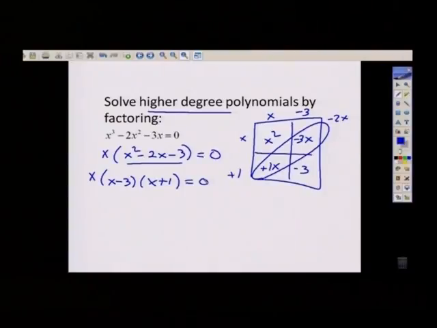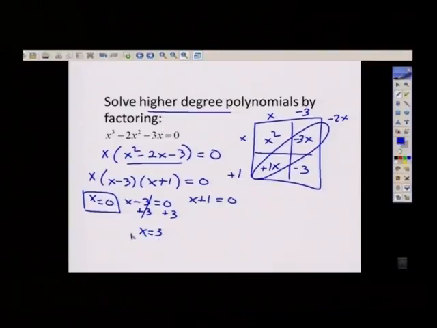So this time we have 3 different things multiplied together to equal 0. So by the zero product property again, this time we have 3 different possible quantities that could equal 0. So x equals 0 is one of our solutions.